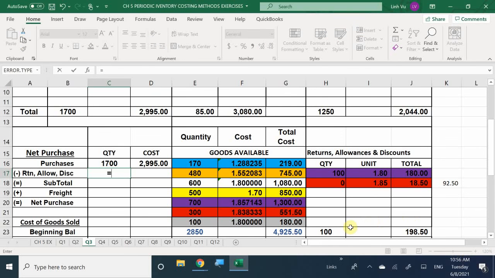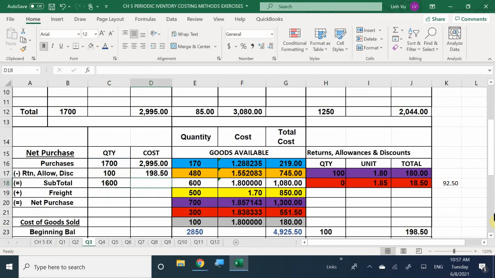I returned a total of 100 units, which I got a refund for the $198.50. So in this case, what is my subtotal here that I should have for my net purchases? 1,800. Because we originally purchased 1,700, but we returned 100 items. Oh, okay, 1,600. Okay.